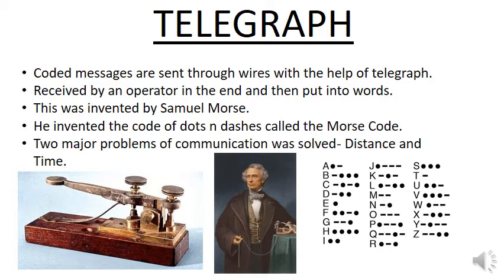This efficient system was invented by Samuel Morse. Morse, an artist, invented the code of dots and dashes called the Morse code. The telegraph solved two major problems of communication, that is, distance and time.